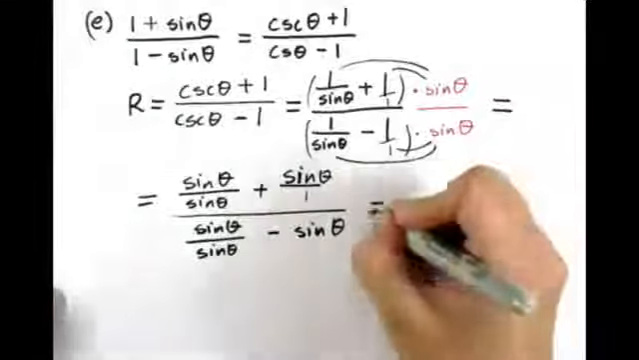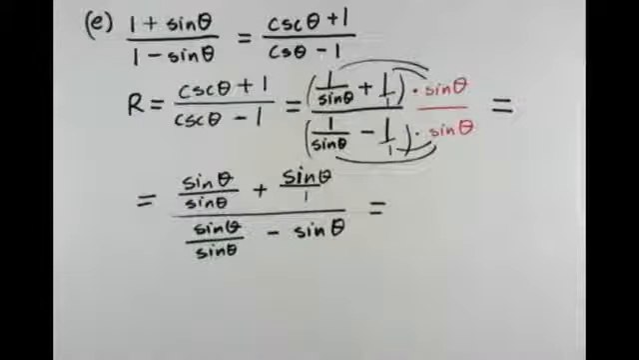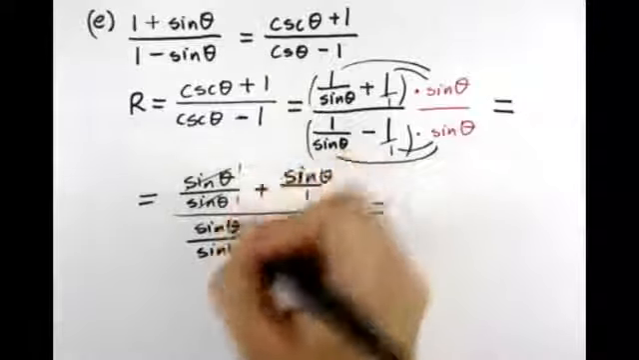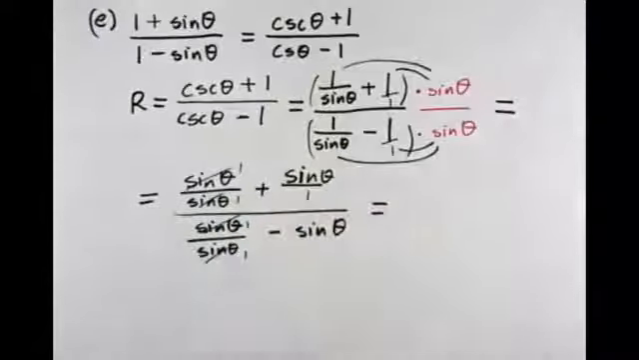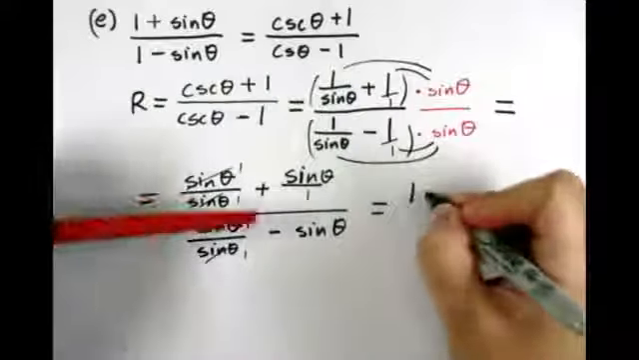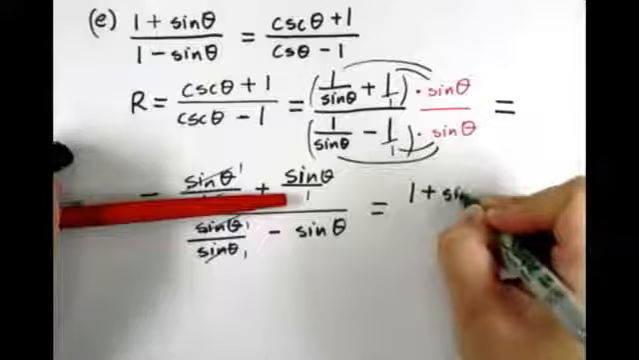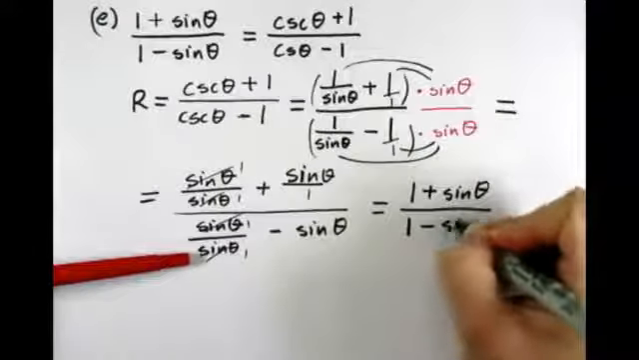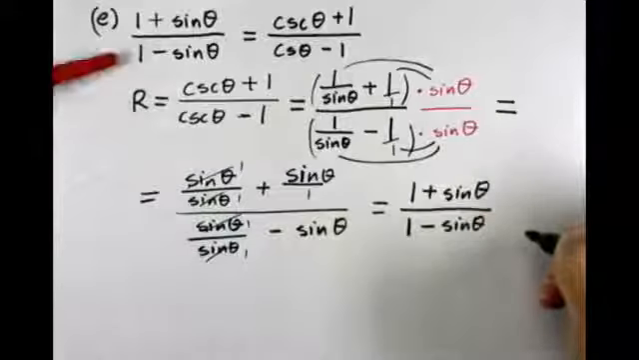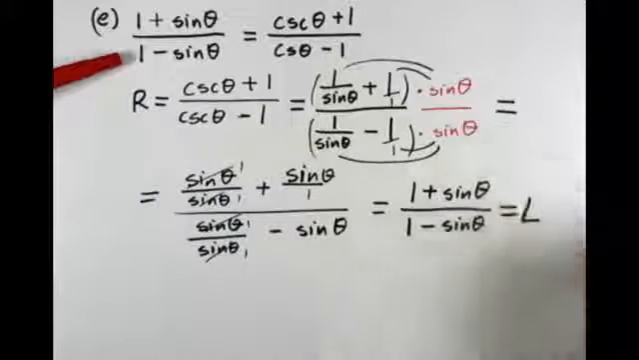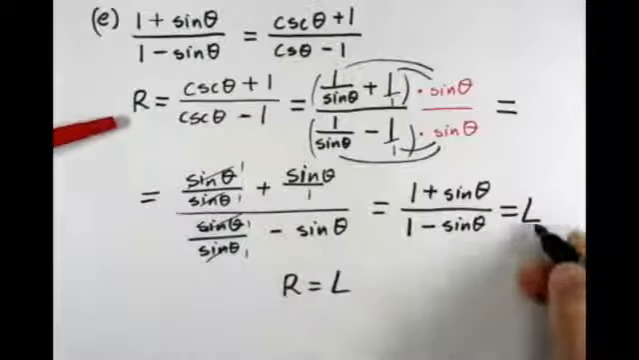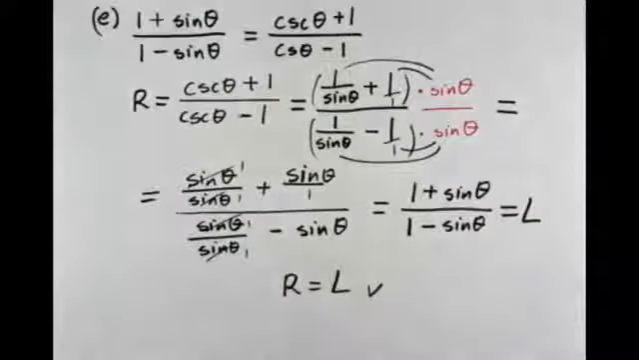So the first fraction reduces: 1 1 1 1. So what I have is 1 plus sine theta over 1 minus sine theta, and that gives me my left side. So what I did, I proved that my right side is equal to my left side, so that means I established the identity.